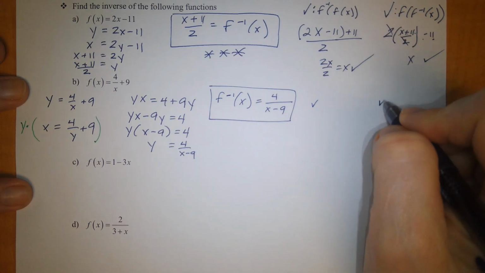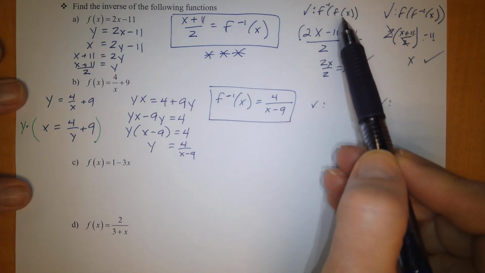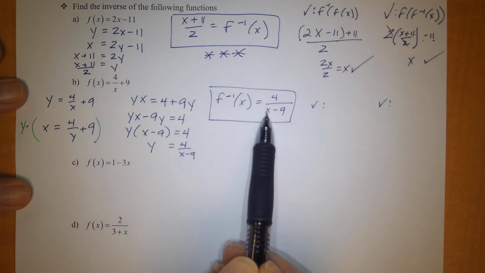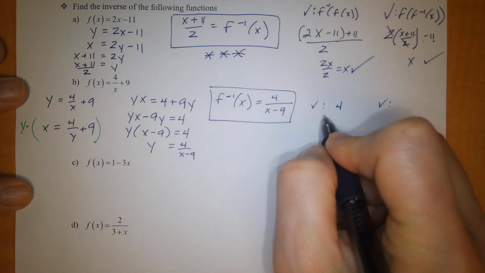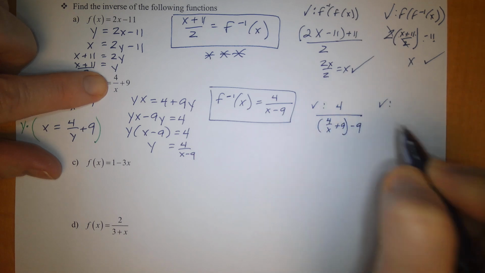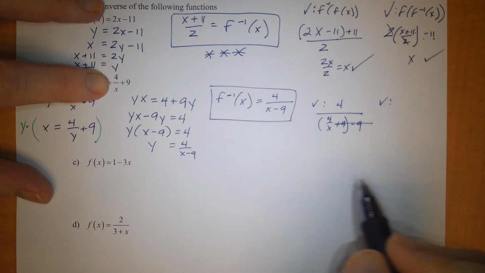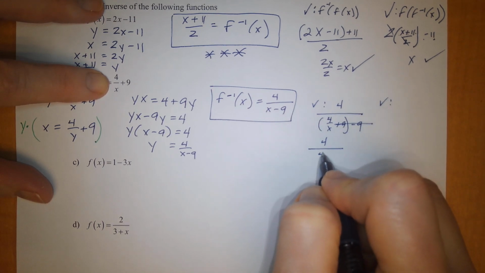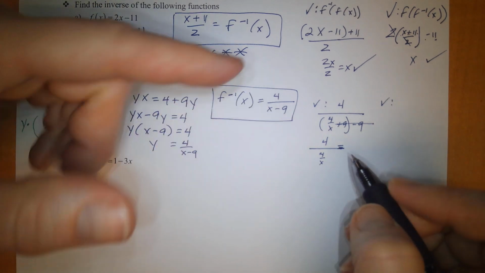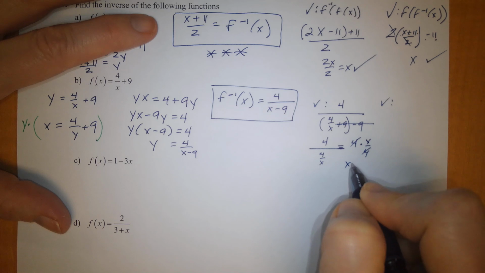So let's go ahead over here and do both checks. The first check we will do is take f and plug it into the inverse. So let's take this f and plug it into the inverse x right here. So in the denominator, you have plus 9 minus 9, so those will go away. So I have 4 divided by 4 over x. Well, this is equivalent to, if we take the denominator and flip it upside down, 4 times x over 4, which is x.